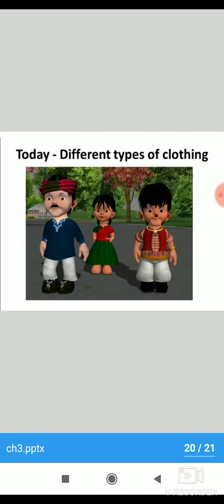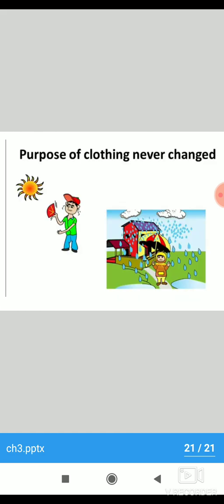Nowadays, we don't wear leaves or barks of trees like the ancient people, but the purpose of clothing has never changed since the olden days. It is for comfort, protection from heat, cold, insect bites, and of course to cover our body and look civilized. Hence, we should take care of our clothes and keep them clean.